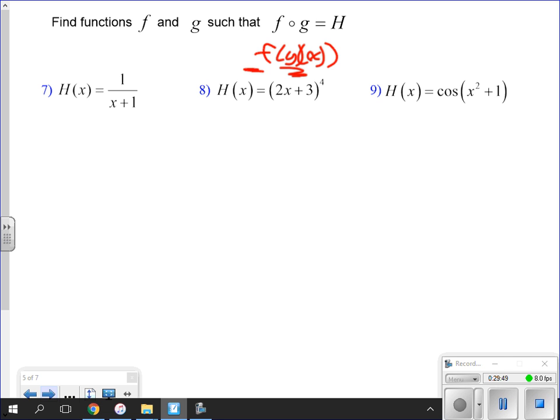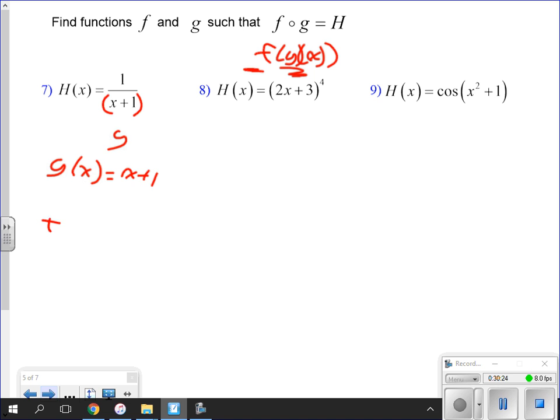Probably the most difficult one is actually the first one. I have 2 functions that make up h of x. I want to figure out what they are. What is my inside function? What is my outside function? On these ones, and there's a trick to it, my inside function is x plus 1. If I think of this as g, my inside function, I label g of x as x plus 1.